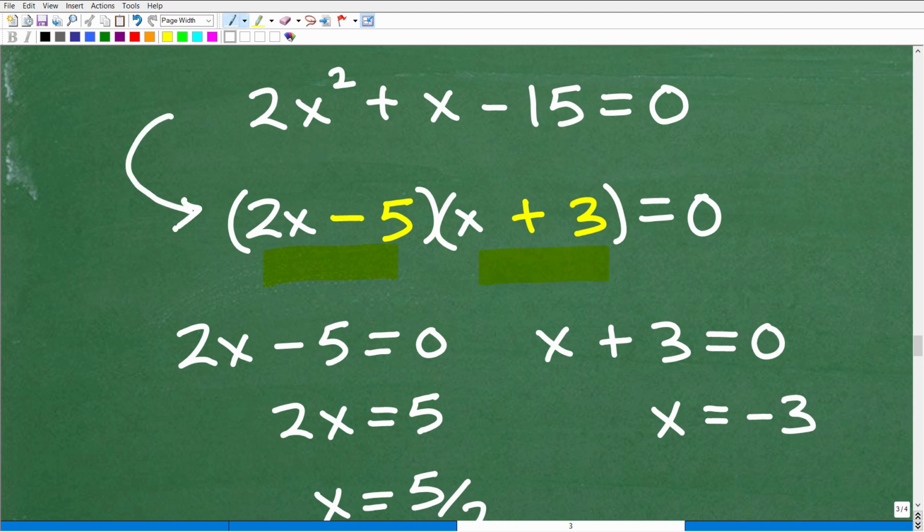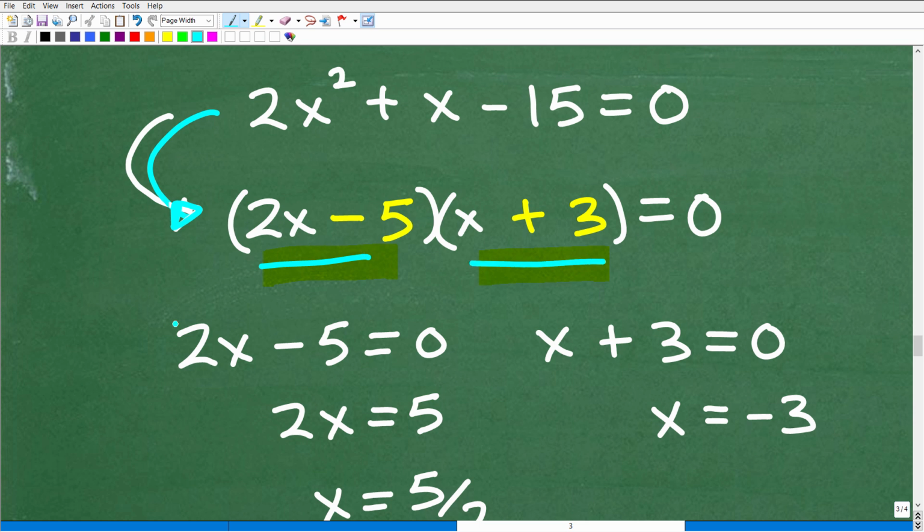This is a big skill right here. If you don't know how to factor, again, a major algebra skill that you need to know. But anyways, this trinomial factors into 2x minus 5 times x plus 3. And of course, that's equal to 0. And the benefit of this is that we can use the zero product property.